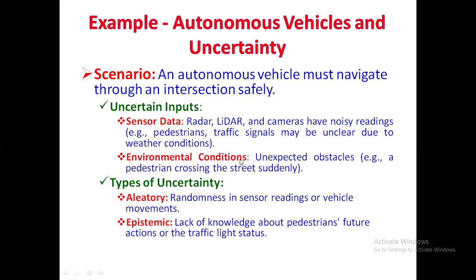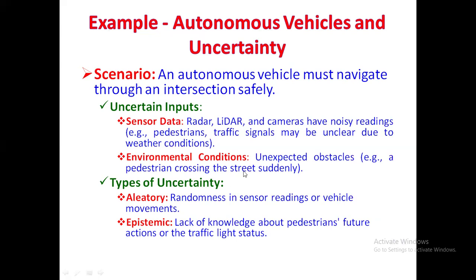And what would be the environmental conditions? Beyond sensor noise, the vehicles also have to deal with real world factors such as the sudden appearance of pedestrians or other vehicles in the path. These events are epistemic uncertainties, where the vehicle cannot always predict the actions of other road users accurately.